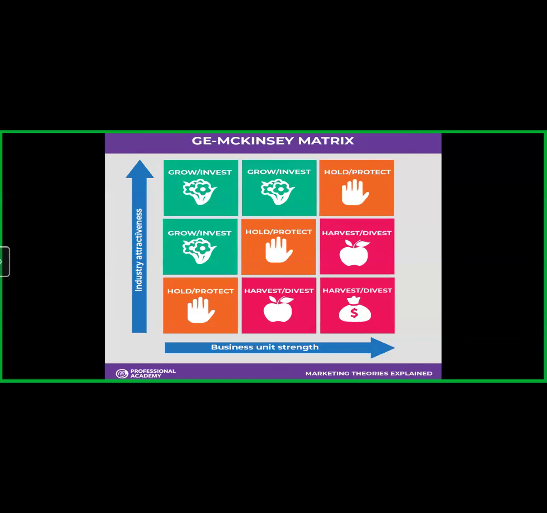Now, like the earlier models, this model is also based on squares. Previously we saw that four squares were there. Here you can see nine squares.